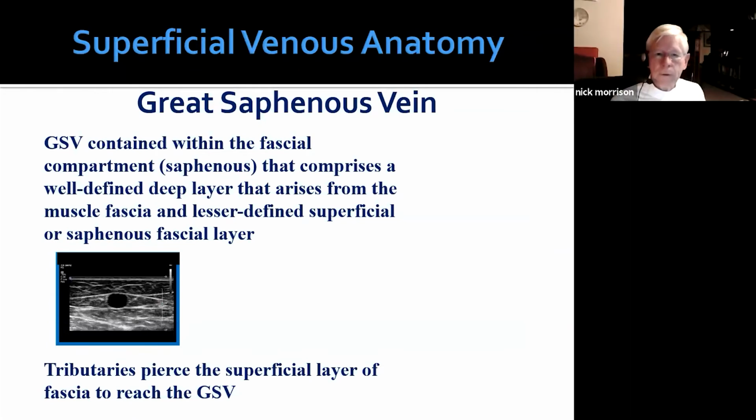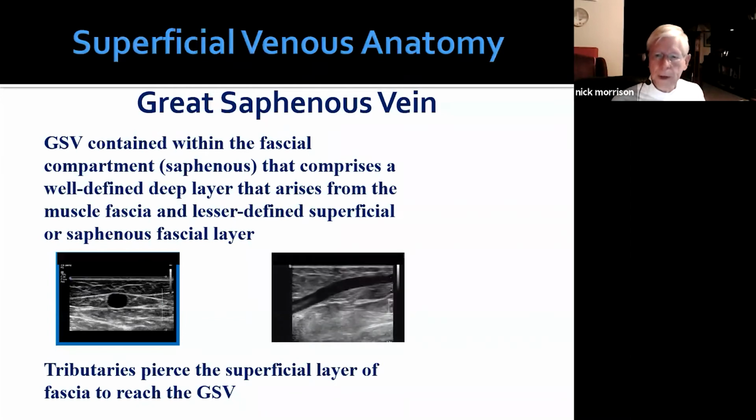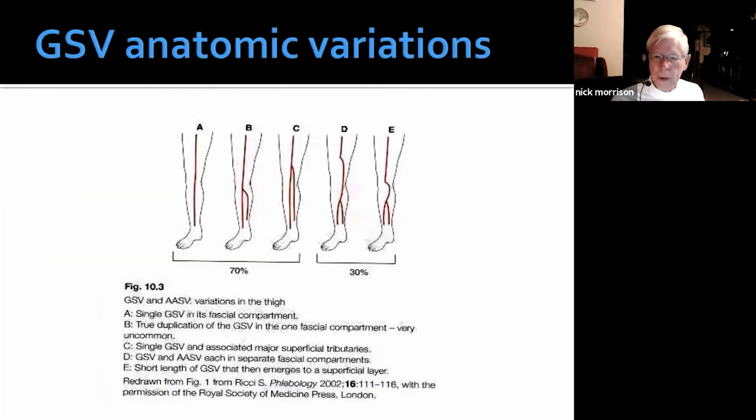And the great saphenous vein is within the fascial compartment. It's a very well-defined layer. It's called the saphenous eye, and the tributaries pierce the layer of the fascia to reach the great saphenous vein. There's an example of it, an ultrasound image showing the tributary coming down through the fascia here and going to join the great saphenous vein.